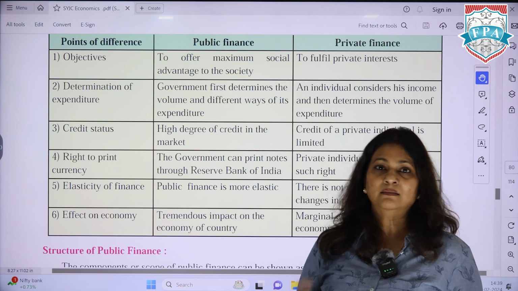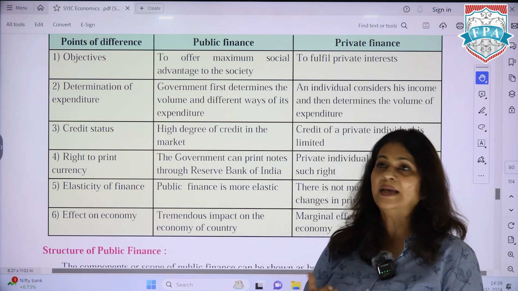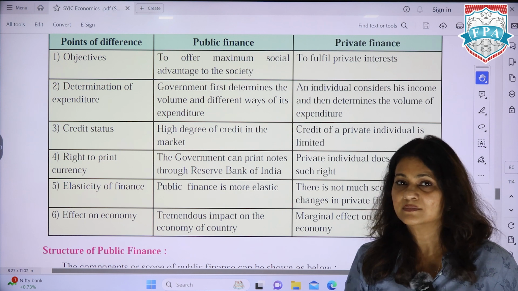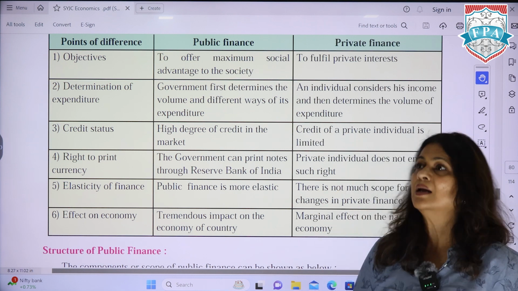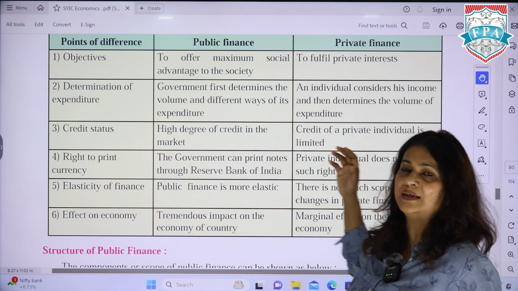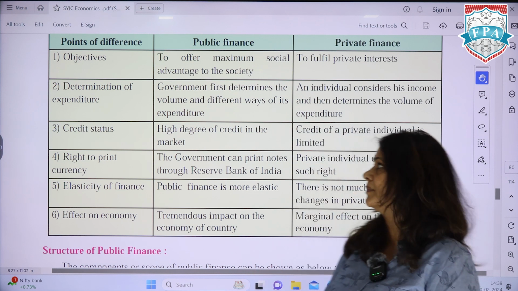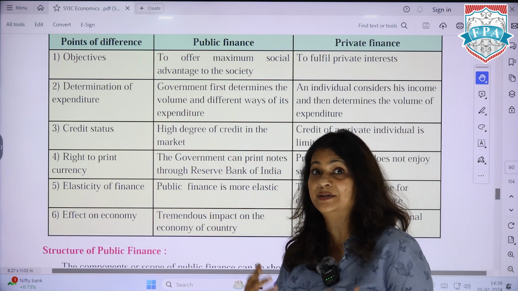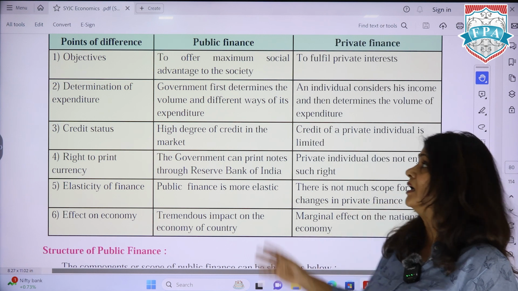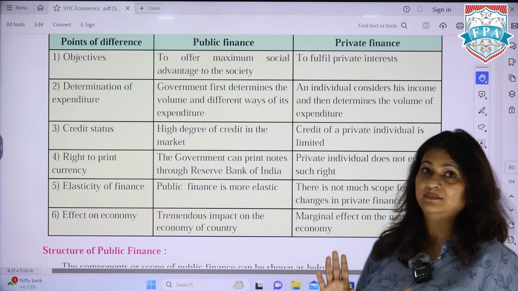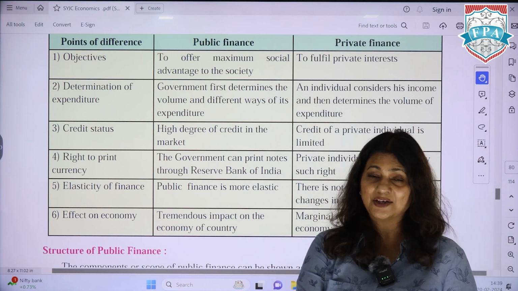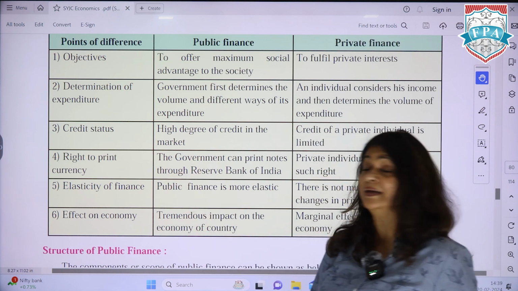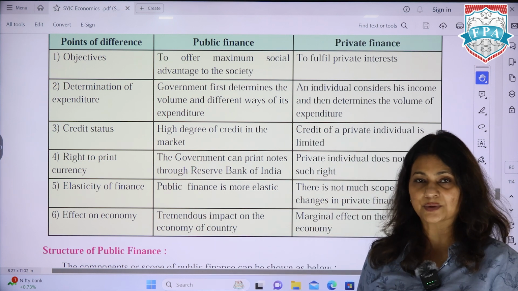If a question comes, give difference between public and private finance, then you can use the same table for giving the difference. The objective of public finance is for the advantage of public at large. Private finance is for an individual. In public finance, expenditure is determined first. In case of private finance, on the basis of income, expenditure is determined. Public finance is elastic. Private finance is not elastic. It cannot change its income. Public finance enjoys credibility. Private finance credibility depends upon the individual. Public finance has a huge impact on the economy. Private has a marginal impact with respect to the national income because it's a part of the national income. And last but not the least, government can print notes through RBI. An individual does not have any such rights.